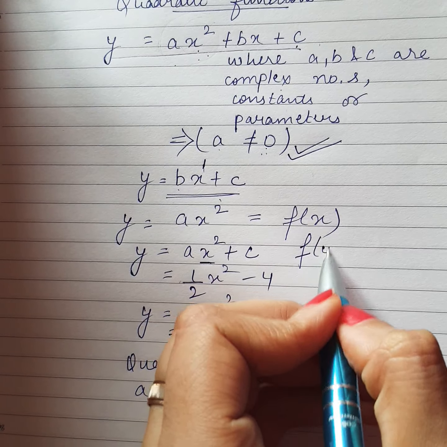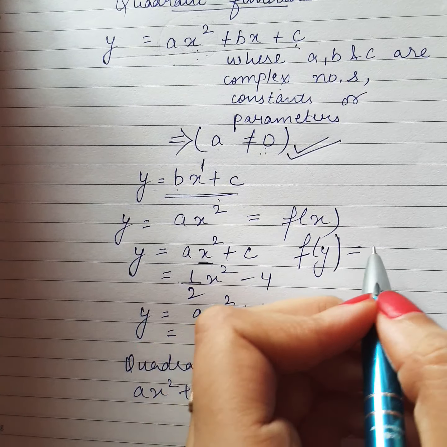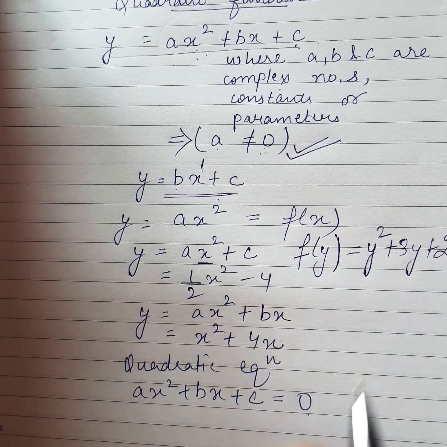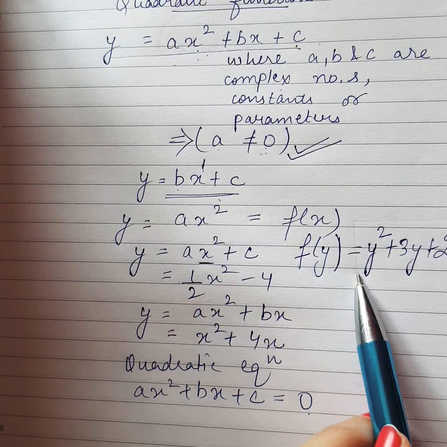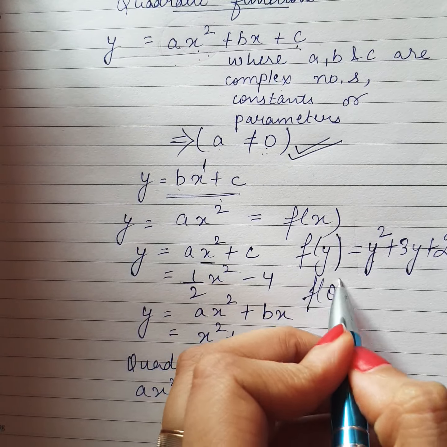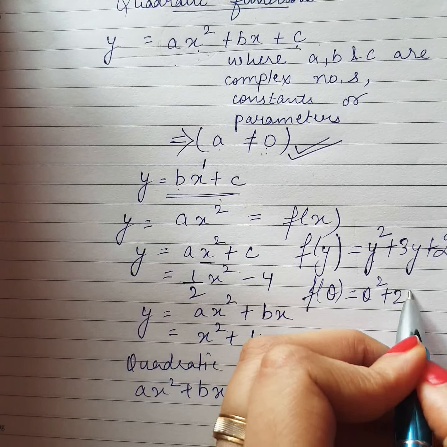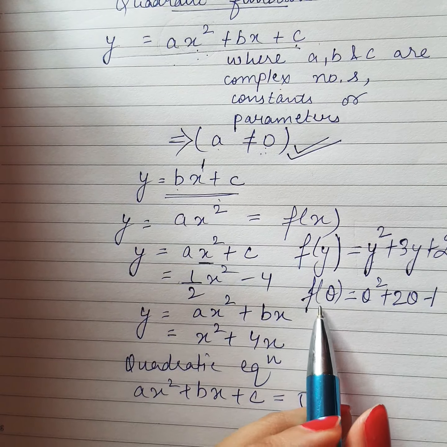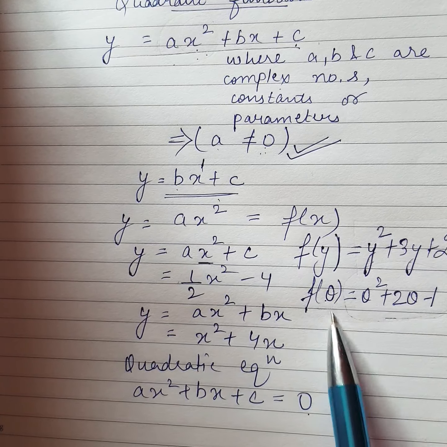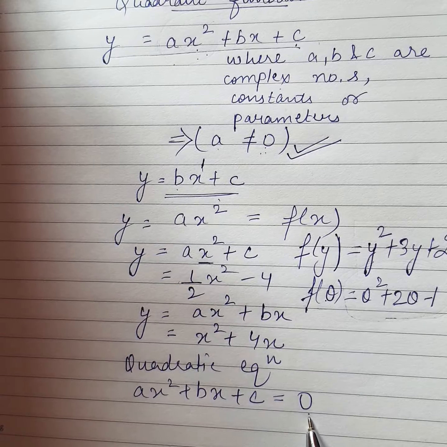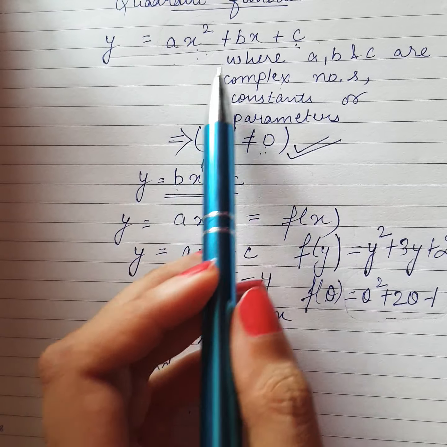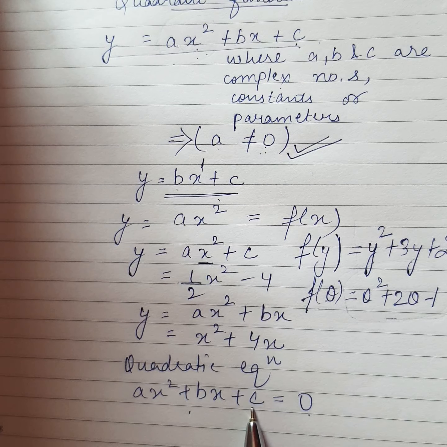Suppose if I want to write f(y), my quadratic function converts to y square plus 3y plus 2 and so on. This is a quadratic function with variable y, and so we can use different variables, say theta: theta square plus 2 theta minus 1 and so on. So a quadratic function with variable theta. And whenever we equate a quadratic function with 0, it becomes a quadratic equation. This is a quadratic function, this is a quadratic equation.